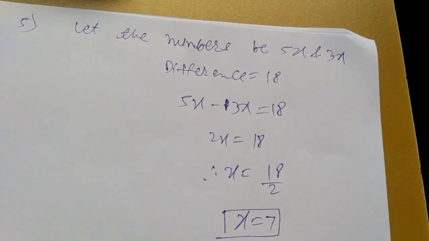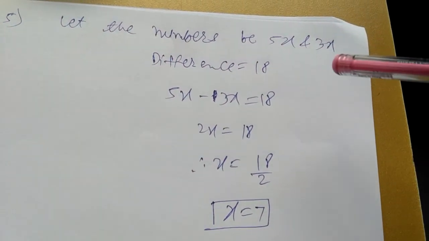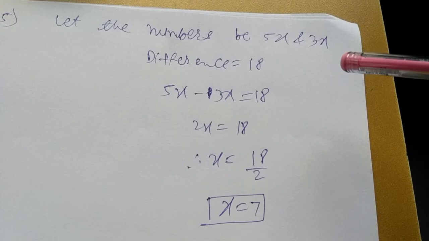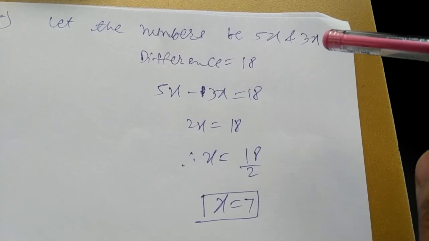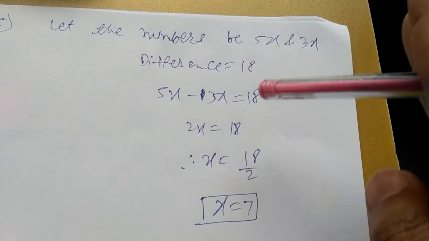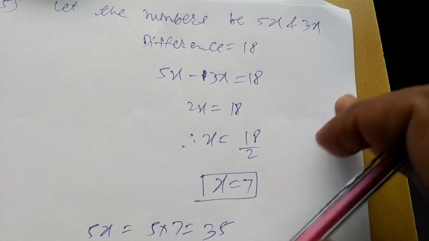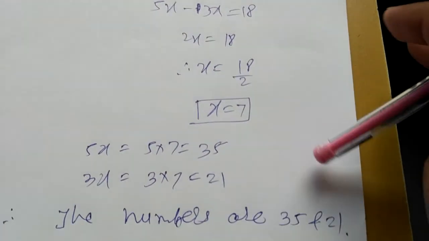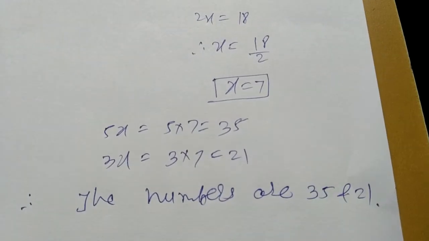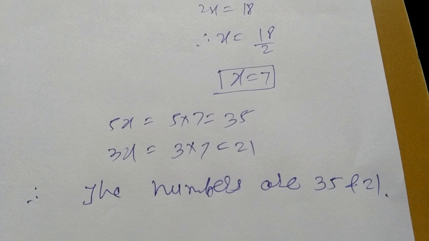See here, I have used the conditions because the numbers are in the ratio, so I have taken the numbers 5x and 3x. The difference is given as 18. So finally we got the numbers.